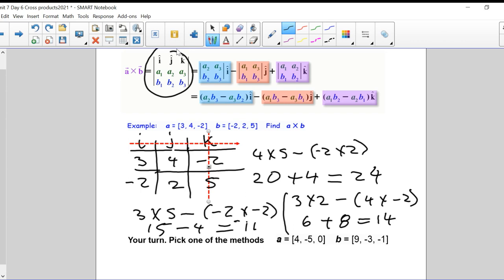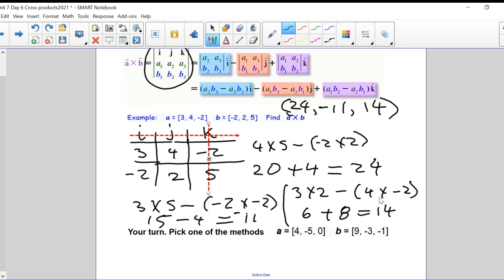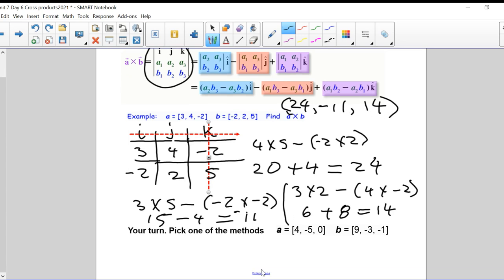Okay, so my answer for this is we had 24. The cross product of these two is 24 minus 11 and 14. Right? I personally like that method a lot better than the one that he did. No disrespect, Mr. Richards. He's a great online instructor, but I much prefer this method, 24 minus 11 and 14. Okay, so it's your turn now.